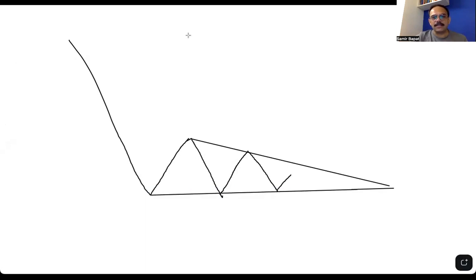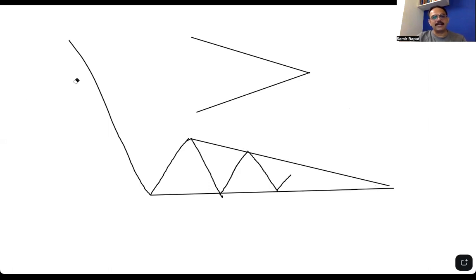Now, if we compare this with our earlier triangle, it was something like this, where both the sides, the top and bottom, were inclined. This was going down, this was going up. So this is going down, this is going up. This is the symmetrical triangle. This is the descending triangle where the top line is descending and the bottom line is flat. Okay, so this is another type of triangle.